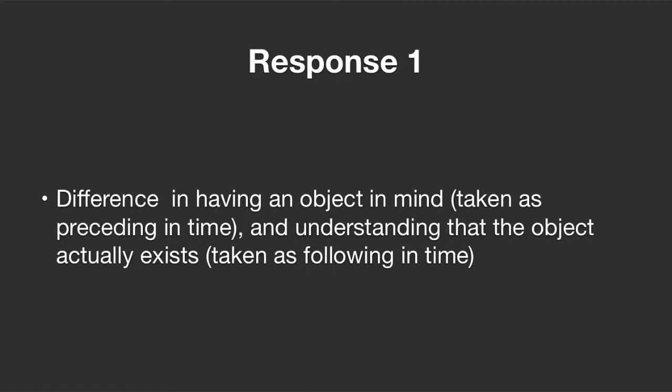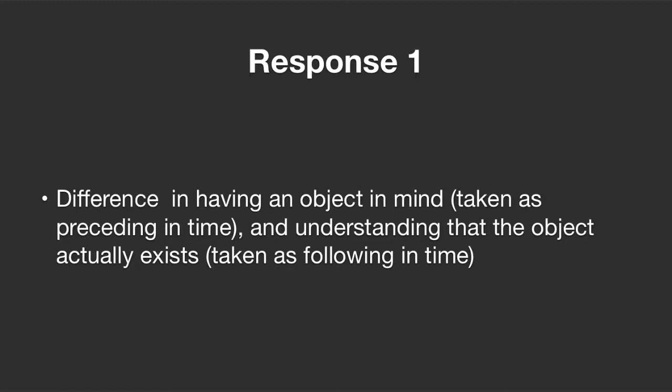Now, Gaunilo's first response to Anselm goes as follows. He says, there's a difference in having an object in mind, taken as preceding in time, and understanding that the object actually exists, taken as following in time. So what he wants to say is that Anselm's argument seems to imply that once I have this concept in my head, then somehow automatically what follows is that God exists, right? So having this determines that God is actually there in reality.